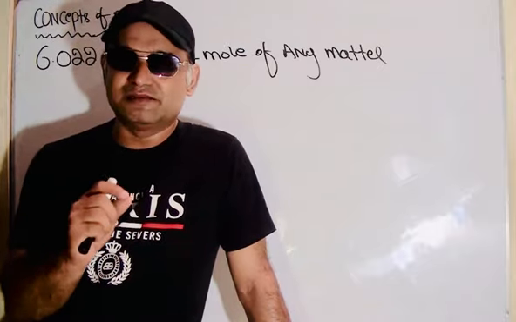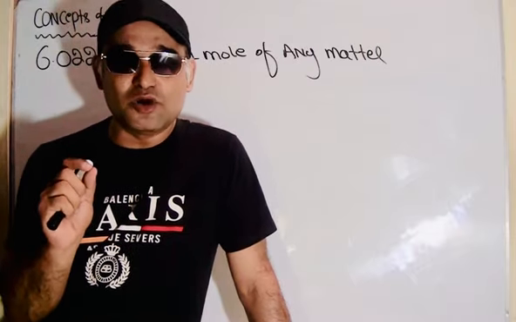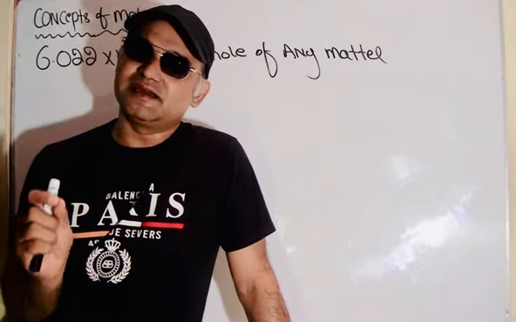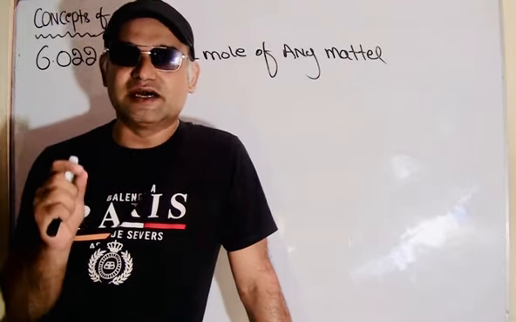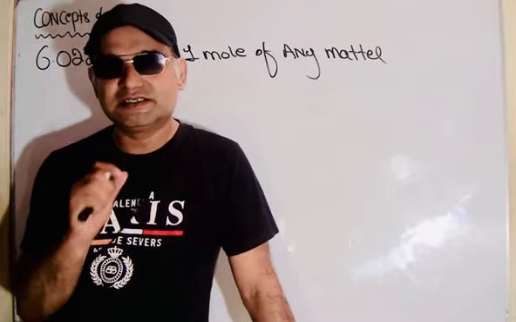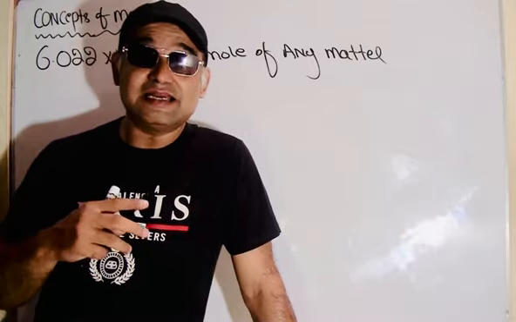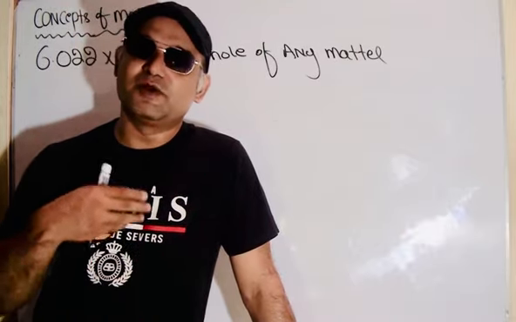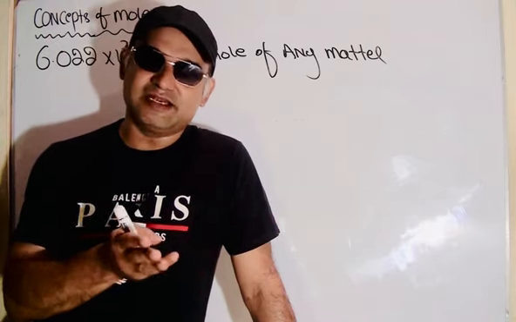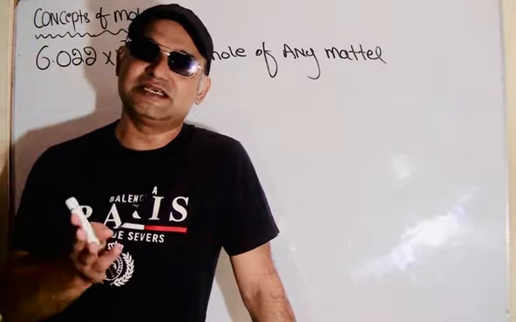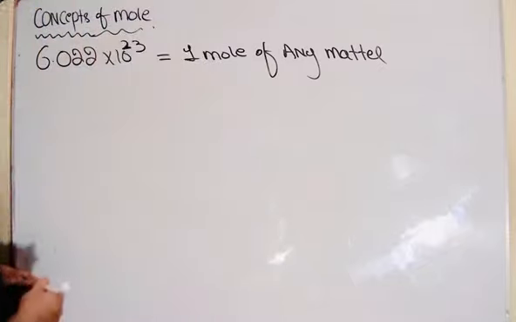Suppose we have gram atoms. In gram atoms we can calculate the number of atoms. In gram molecules we can calculate the number of molecules. In gram formula we can calculate the number of formula units, and in gram ions we can calculate the number of ions. Let's convert the mass into number of particles. From gram atoms we will discuss the number of atoms, from gram molecules we will discuss the number of molecules, and so on.